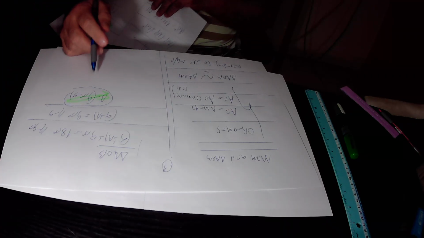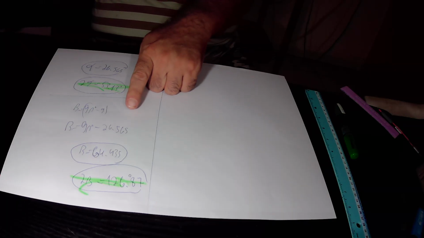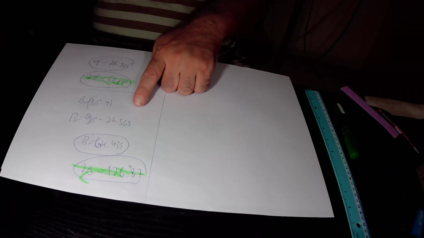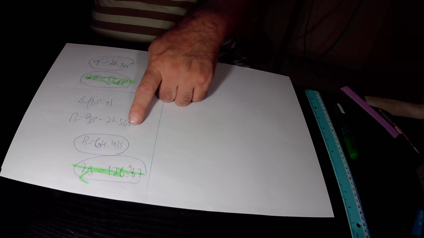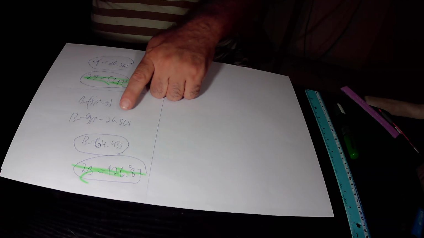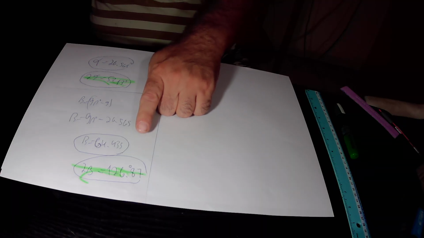We have already found that beta equals 90 degrees minus alpha. So beta equals 90 degrees minus alpha, and alpha equals 26.565 degrees. 90 degrees minus 26.565 degrees is 63.435 degrees. So in total we know that beta equals 63.435 degrees, and therefore 2 beta equals 2 times 63.435 degrees. This is 126.87 degrees. So 2 beta equals 126.87 degrees.